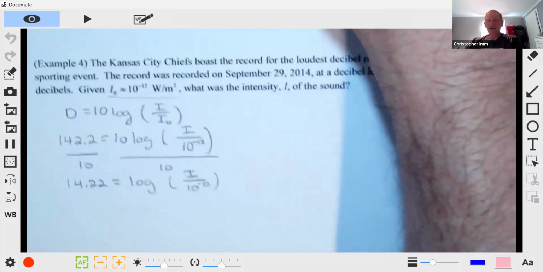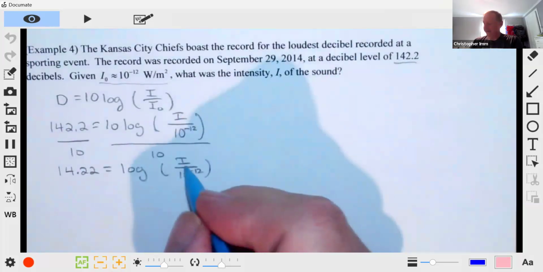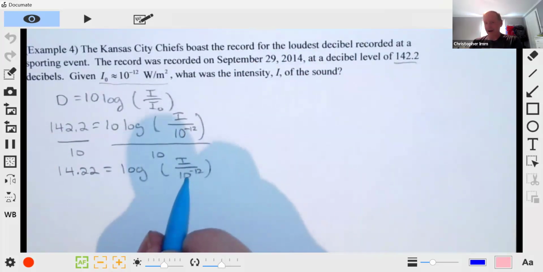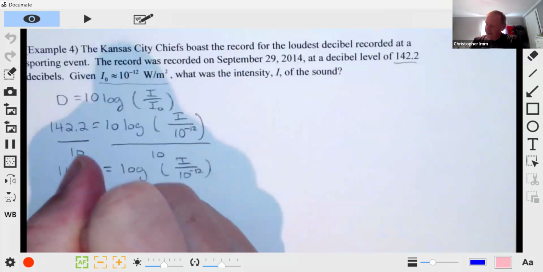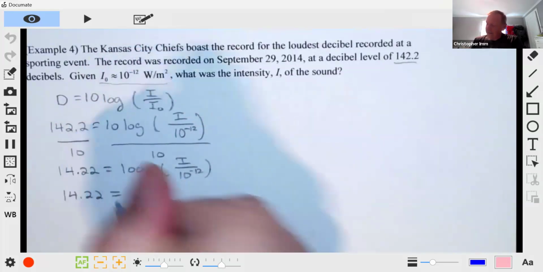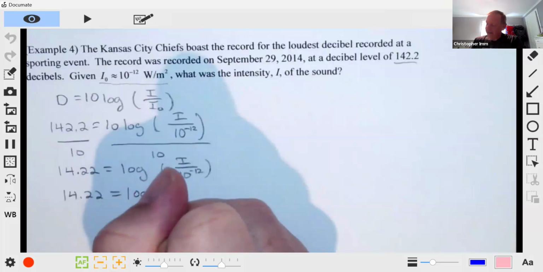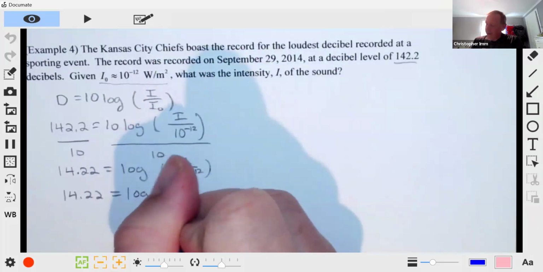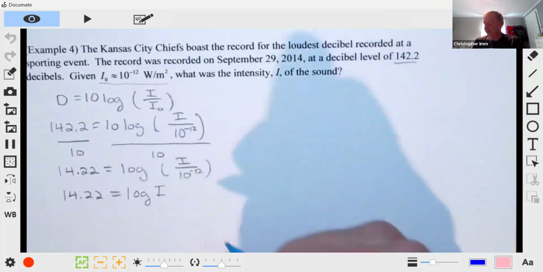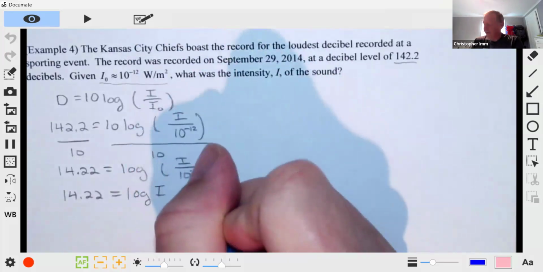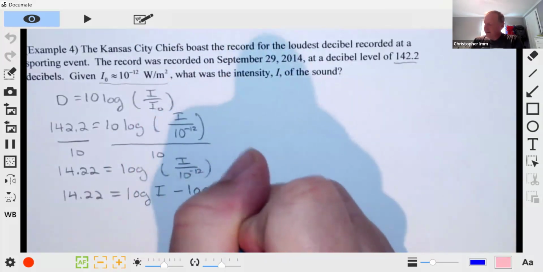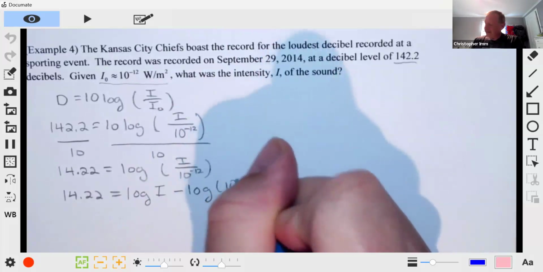I can now use my quotient rule to sort of break this up. Again, I want to solve for I. So the better I can get this separated, the better I'm going to work out with the calculations. I'm going to use the quotient rule to write this as log of I minus log of 10 to the negative 12.